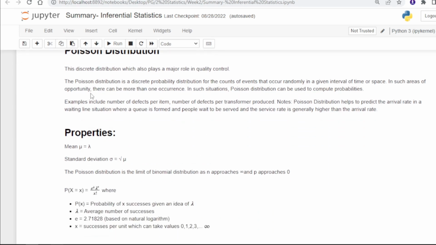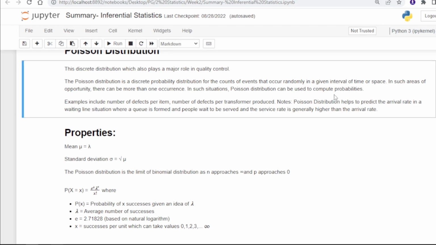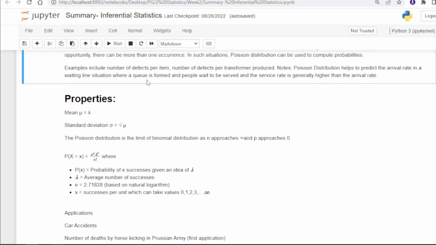So the Poisson distribution is a discrete probability distribution for the counts of events that occur randomly in a given interval of time or space. In such areas of opportunity there can be more than one occurrence, and the Poisson distribution can be used to compute probability. Examples include the number of defects per item, or the number of defects per transformer produced.